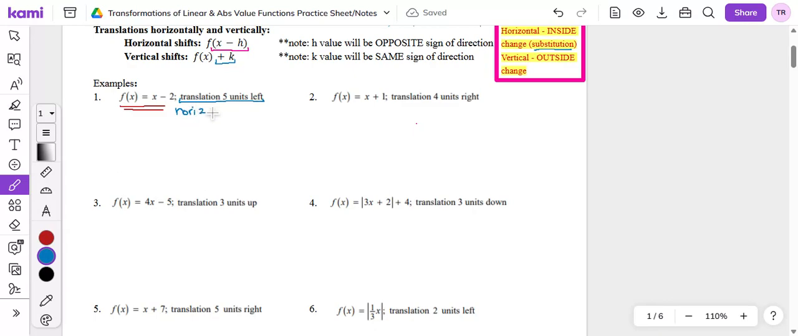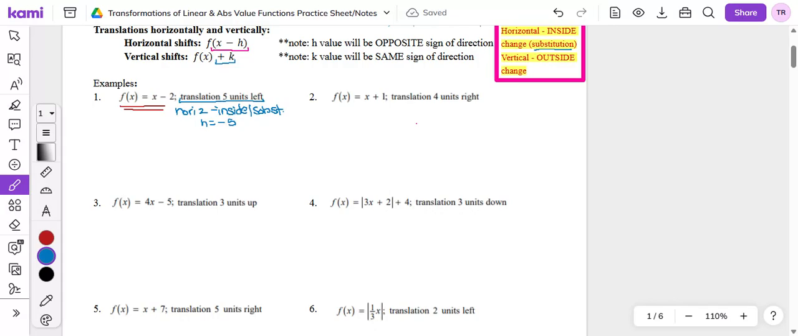It's a horizontal movement. So I know that that's going to be an inside change or a substitution. Again, all things I am keeping in my head. And I know that I'm going to be translating 5 units to the left. So a horizontal movement is this one up here, f of x minus h, inside, horizontal for h. So my h, if it's 5 units to the left, that is a negative 5 motion.